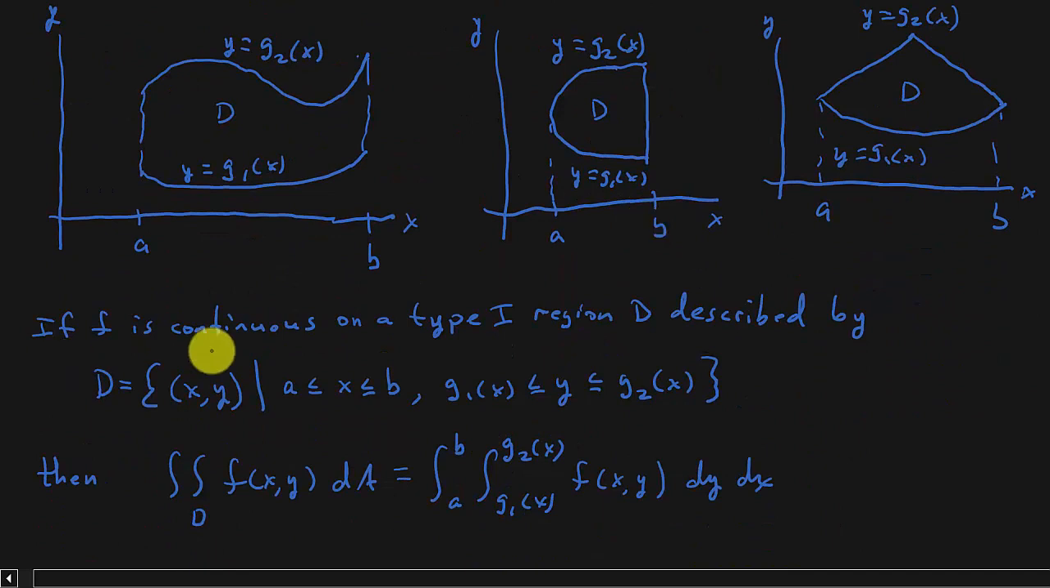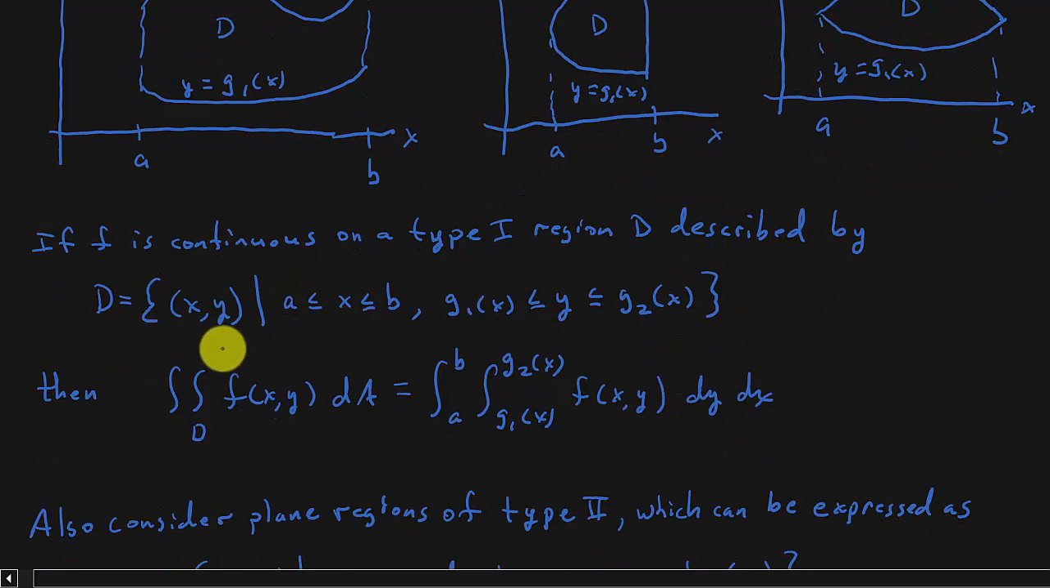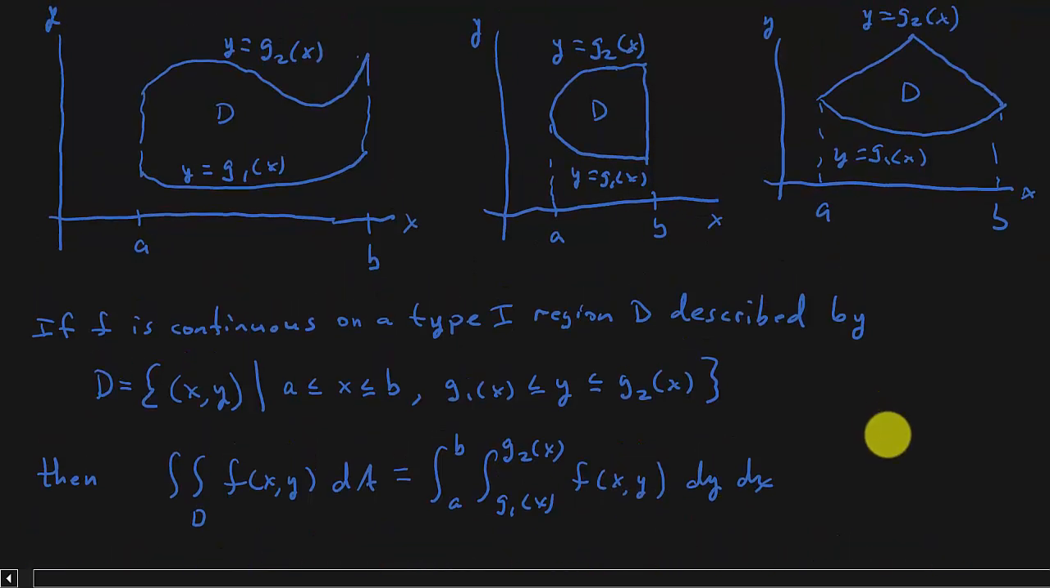And then if f is continuous on a type 1 region D described by the set of all (x, y) such that x is between a and b, y is between g1 of x and g2 of x, then the double integral over the region D of f of (x, y) dA is equal to the integral from a to b, the integral from g1 of x to g2 of x, f of (x, y) dy dx. Okay, so you can see when we're setting up our integral, this is what we're going to have to do, is set up the integral.